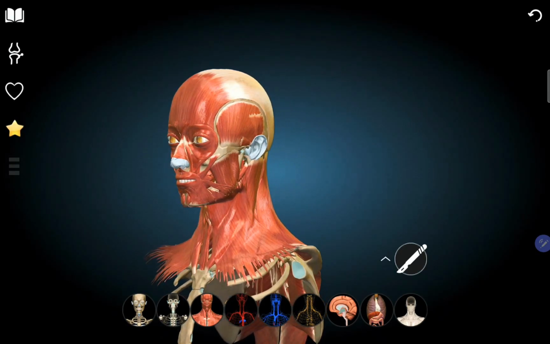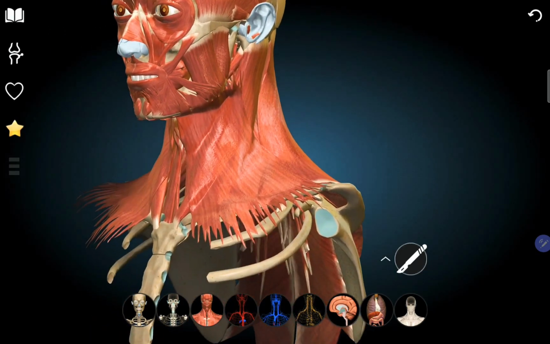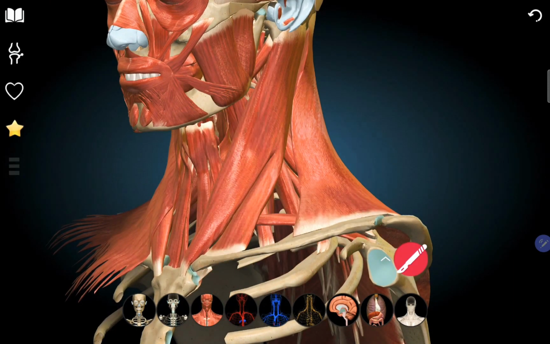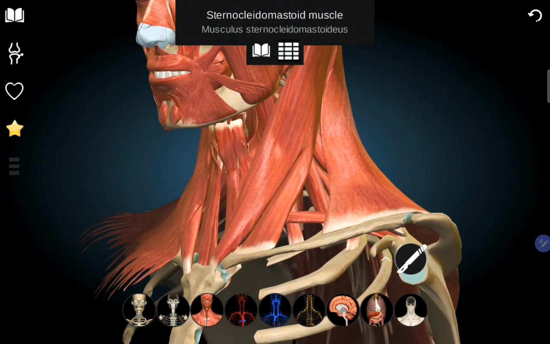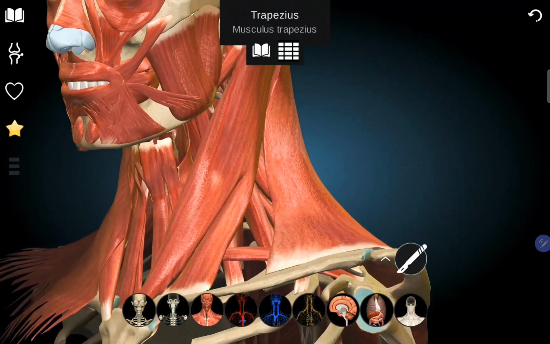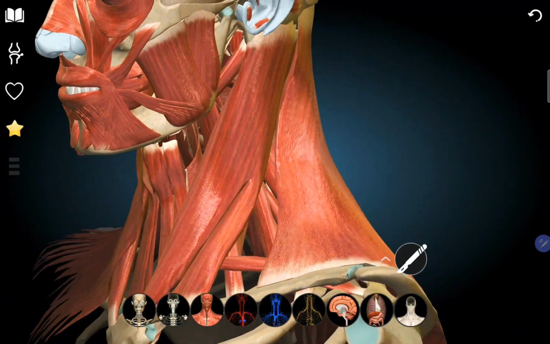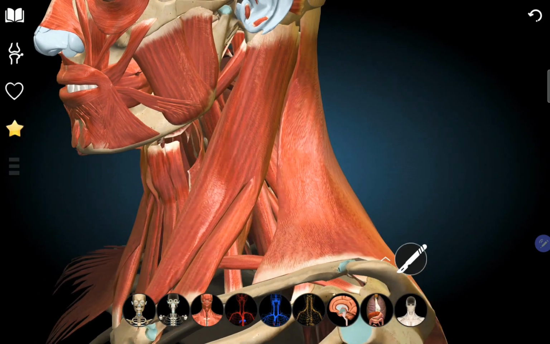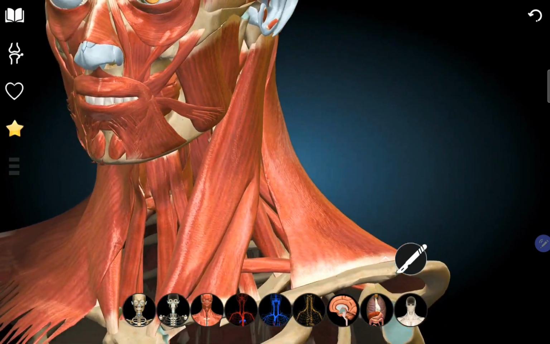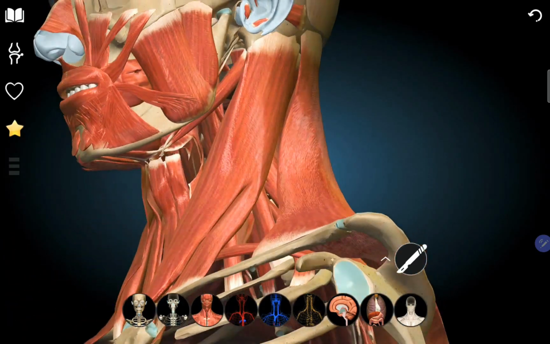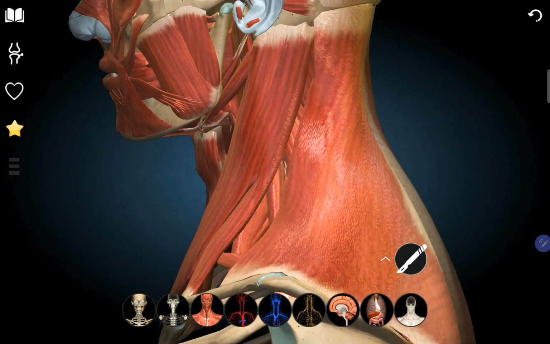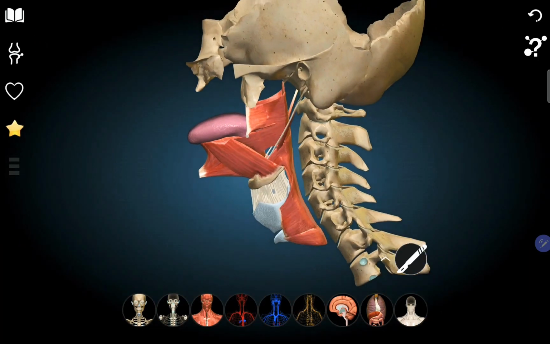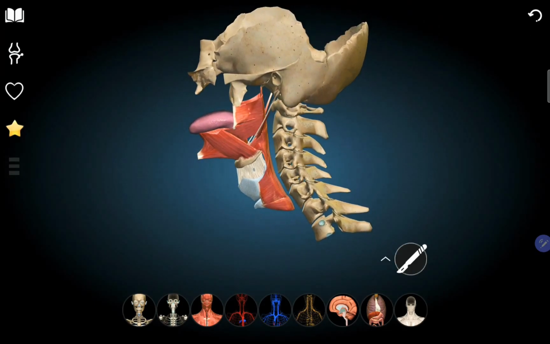We can say that if we remove the investing fascia of the deep cervical fascia, then we can see the sternocleidomastoid and the trapezius muscle, and also we can see the posterior triangle of the neck. So you can see the sternocleidomastoid and the trapezius muscle. Along with that, you can see the posterior triangle of the neck. So the investing layer or the investing fascia forms the roof of the posterior triangle of the neck. What forms the floor of the posterior triangle of the neck? Yes, you are right. The prevertebral fascia forms the floor of the posterior triangle of the neck.